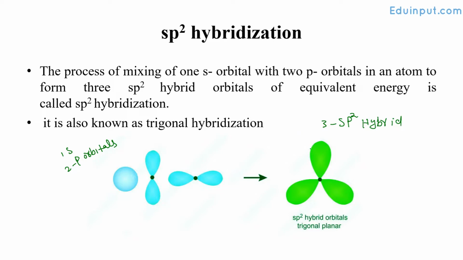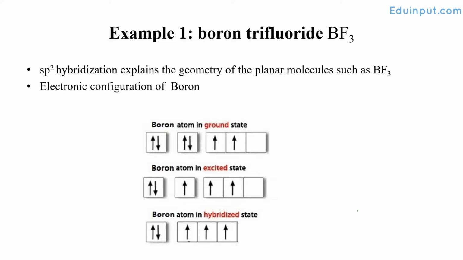In this general example, we can see one s orbital having a circular shape and these two p orbitals with a lobe-like structure; they combine to give these sp2 hybridized orbitals. And remember, the geometry of the molecule is going to be trigonal planar. So let us explain this hybridization with the help of some examples. The first example we are going to take is boron trifluoride.